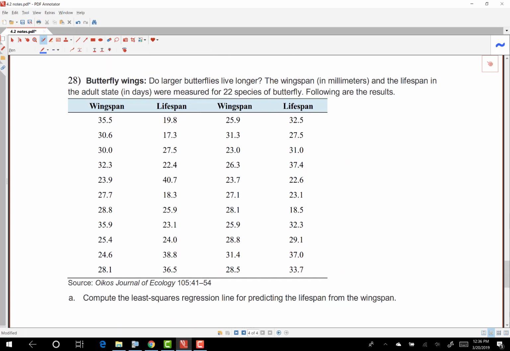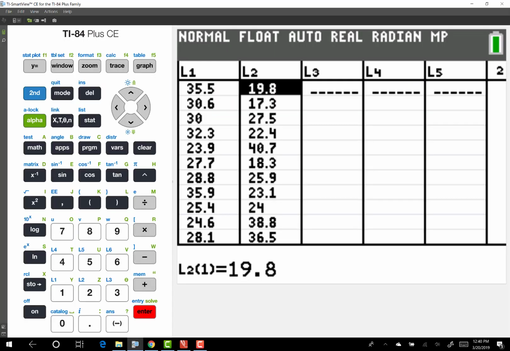Okay, so the first thing you're going to need to do is enter this data. We've got 2 columns. Both of these columns you're going to put in for X for wingspan, and both of these columns you're going to put in for Y for lifespan. So you should have 22 X's in list 1, 22 Y's in list 2. I'm going to pause the video while I input the data as well. Okay, so now we have the data entered.